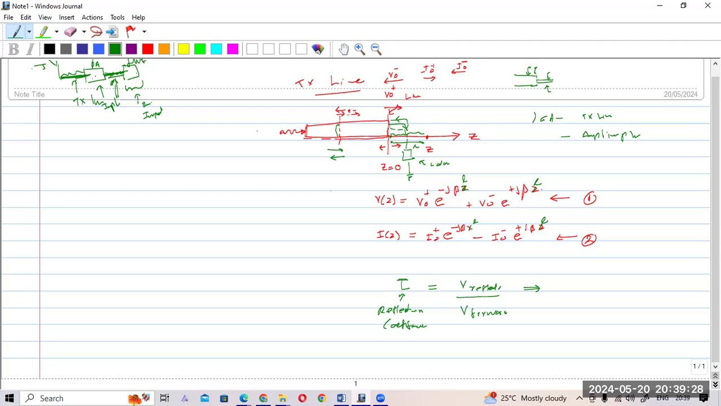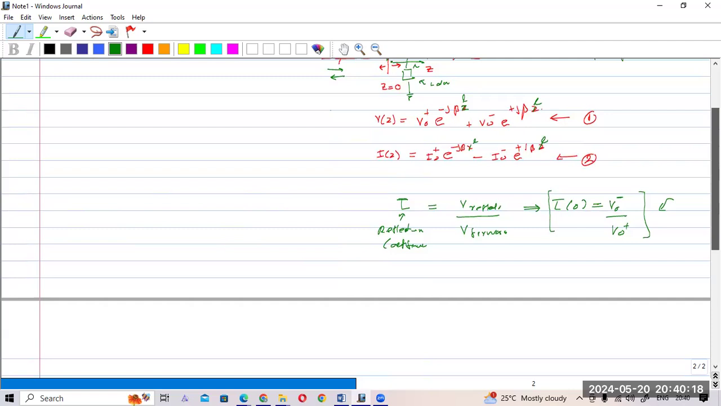For example, if you consider this Z equal to 0 point, let's say that it is tau 0, so that is equal to the reflected signal at Z0, which is V naught minus, divided by the forward signal, which is V naught plus. So at the load point, or Z equal to 0, the reflection coefficient can be written like this. So generally it can be written.